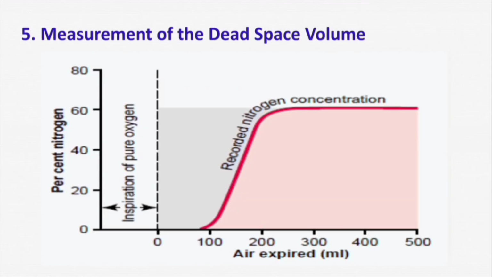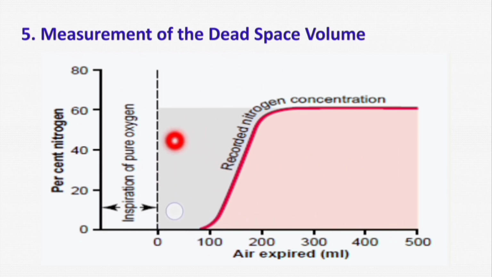Now, let us see how we can measure the dead space. A subject is asked to take a deep breath of oxygen. Now, this fills the entire dead space with pure oxygen. Some oxygen also mixes with the alveolar air, but it does not, of course, completely replace that air. Now, the person expires through a rapidly recording nitrogen meter, which makes a record as shown here.